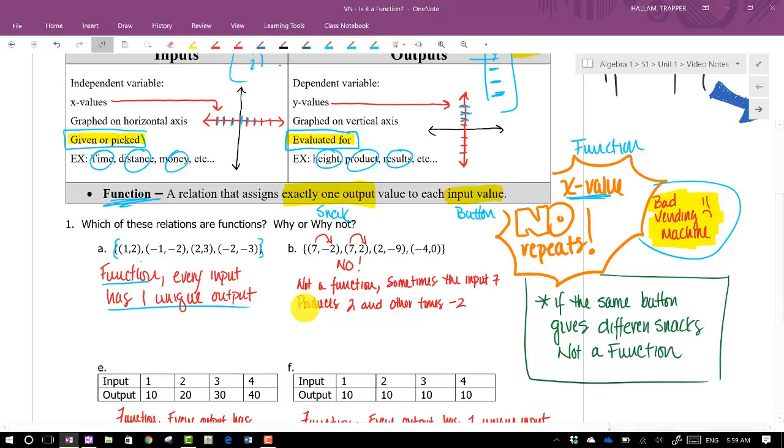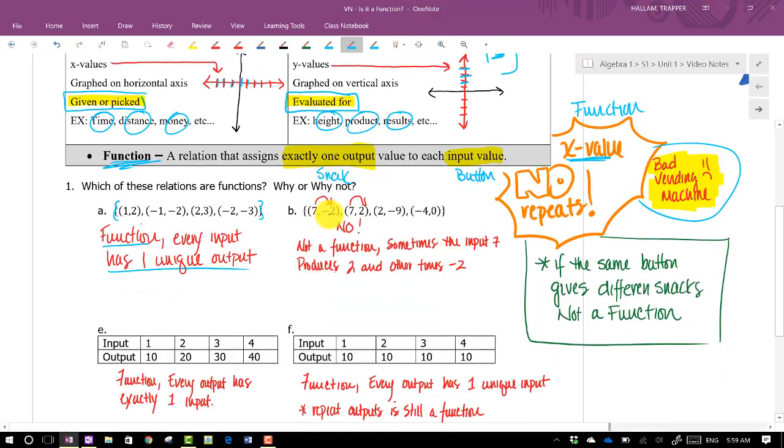So if you jump over to the next one, though, you'll notice that 7 goes to -2. So I press the button 7, I get the snack -2. But look at the next set of numbers. So this is again a set of numbers, right? One set of ordered points, two set of ordered points, 3 and 4. On the second set of ordered points, I press 7, I get 2. But over here, I press 7, I got -2. So this is me saying, hey, I'm going to press 7, I'm going to get a Snickers. And the next time I go in, I'm going to get Cheetos. That makes a bad vending machine. So no, this one would not be a function because sometimes the input 7 gives me 2 and other times it gives me -2. So that's how you determine if a relation is a function. Hopefully that kind of works for you.